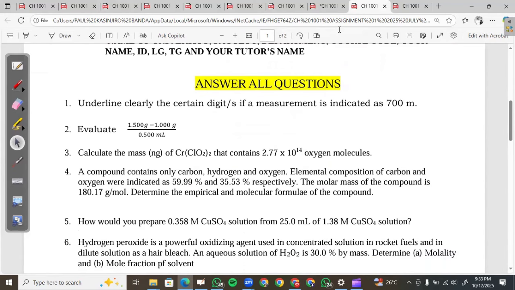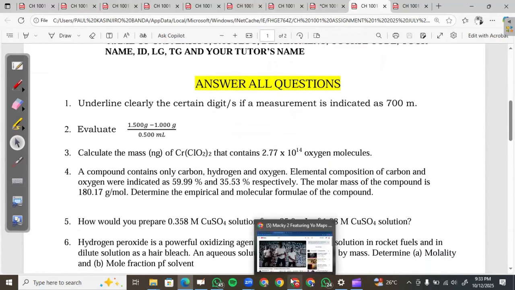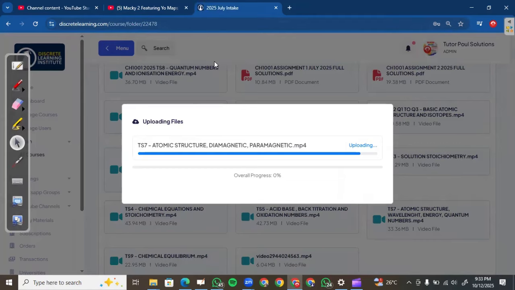So let me show you our website. You can see here, this one is just finishing up uploading. That is tutorial sheet 7. Let me show you how the website operates.